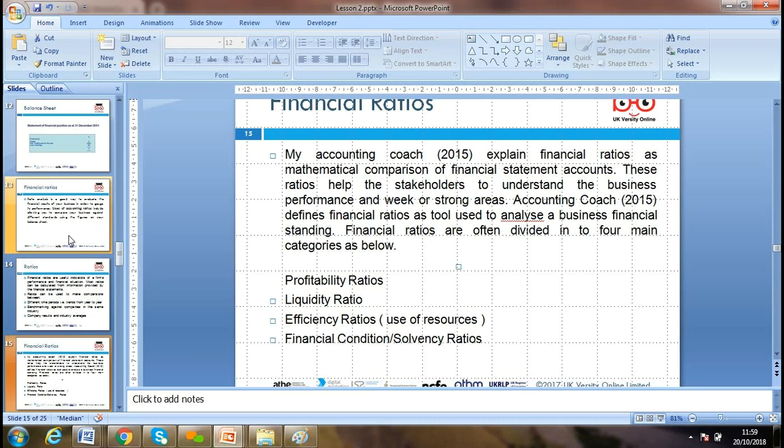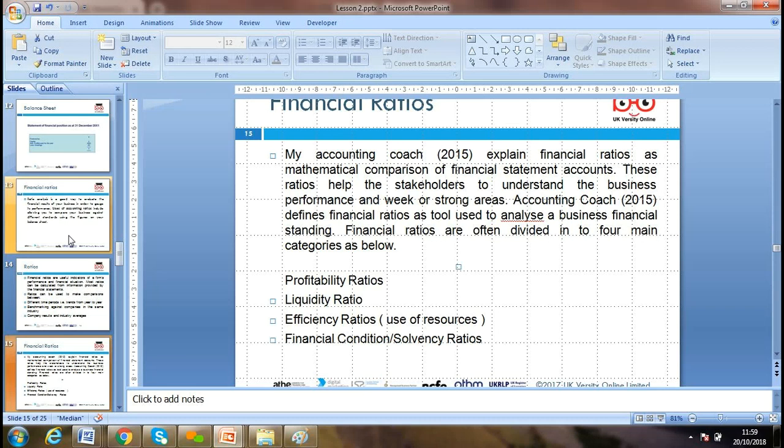Financial ratios are divided into 4 categories. Profitability ratios, where we look at how much profit we made. Liquidity: liquid means cash is the most liquid. Anything which we can convert into cash, and cash itself, is known as liquid. Efficiency ratios, also known as use of resources, look at how effectively the resources we have in a company are deployed.